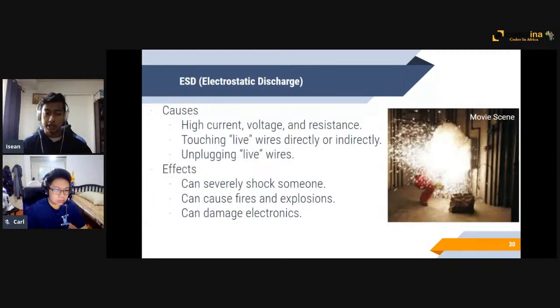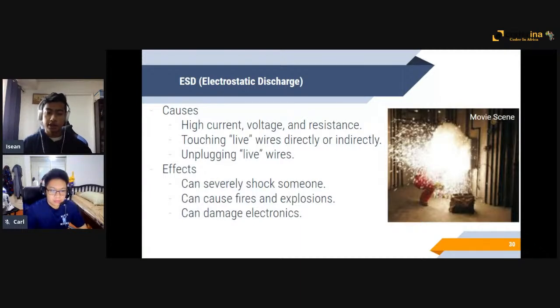Another cause of an ESD is touching live wires directly or indirectly. Now, what do I mean by live wires? Live wires are wires that have an electric supply down the wire, or an electric supply connected to it. It can either be transporting electricity, or it can be an incomplete circuit waiting for electricity to go into it. And the electricity could just be waiting in the wire for a wire or a human to connect to it.